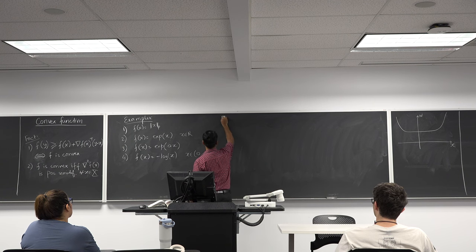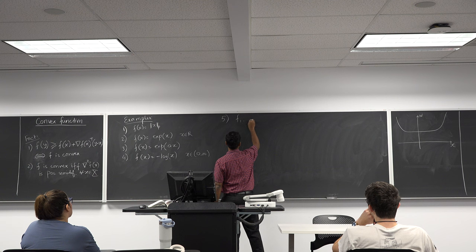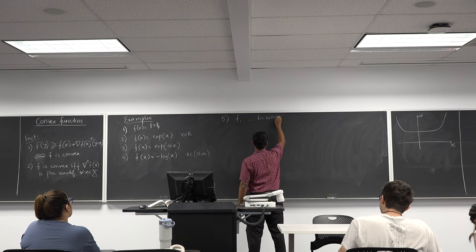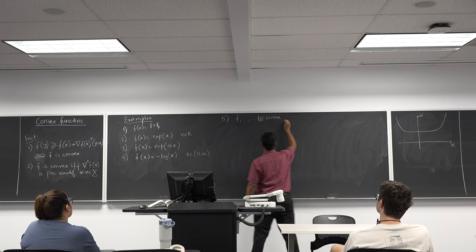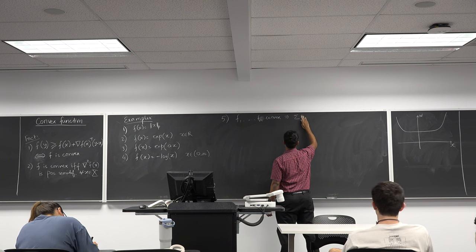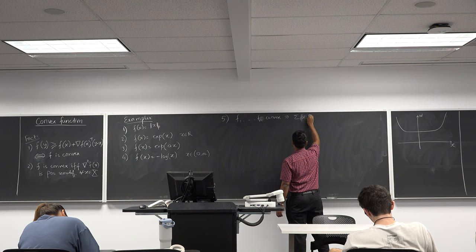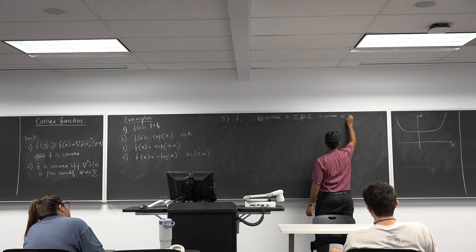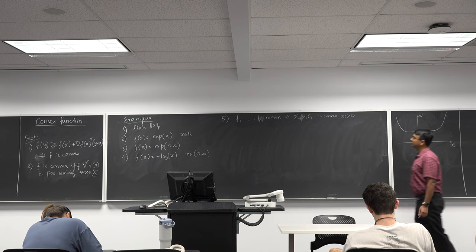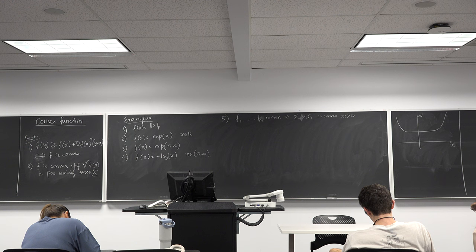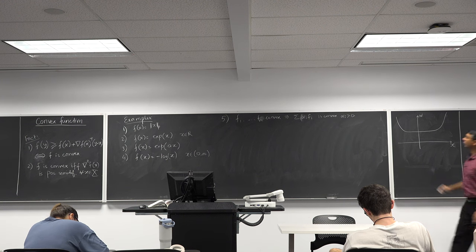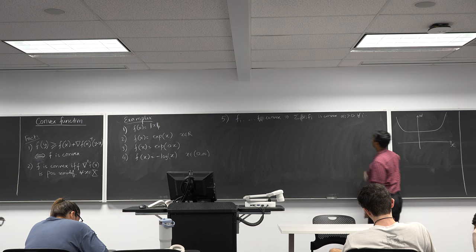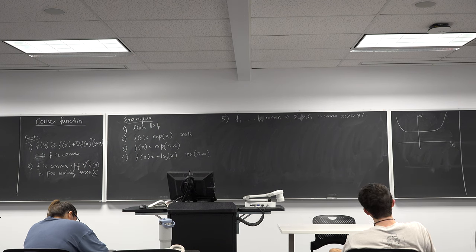The fifth example could be f1 to fm convex. Then the summation of alpha i fi is convex as long as alpha i is strictly positive for all i. So I pick a bunch of convex functions, I take a convex combination of those functions, or just multiply each by some positive number and take the combination, that's also a convex function.